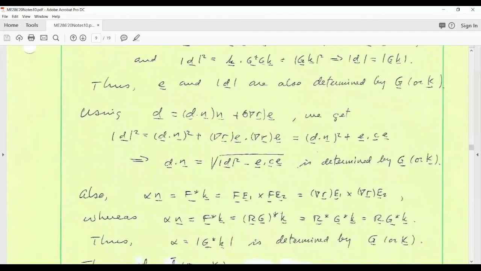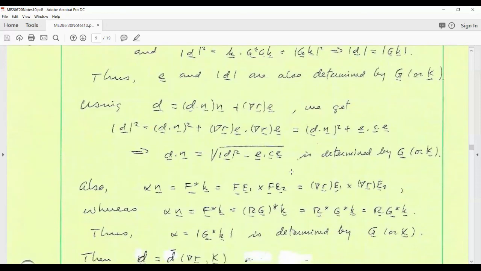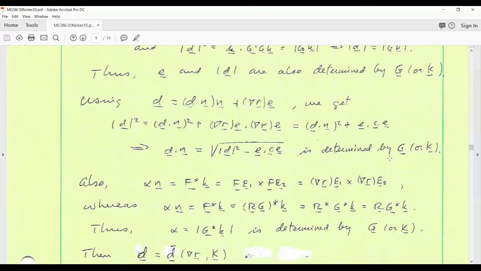If we go back to the director itself using this formula, this term is orthogonal to this term, right? This lives in the tangent plane, this lives in the normal direction. So by Pythagoras' theorem, the squared norm of this is d dot n squared plus this squared, right? Which is E dot, this two-dimensional Cauchy-Green times E. So we can solve for d dot n. We have to take the positive square root because d dot n has to be positive from our earlier result. So this too is determined by the plastic deformation entirely.